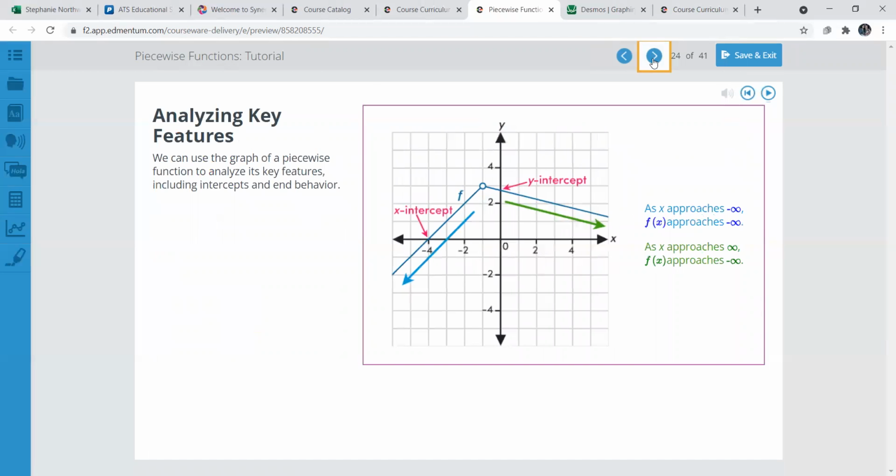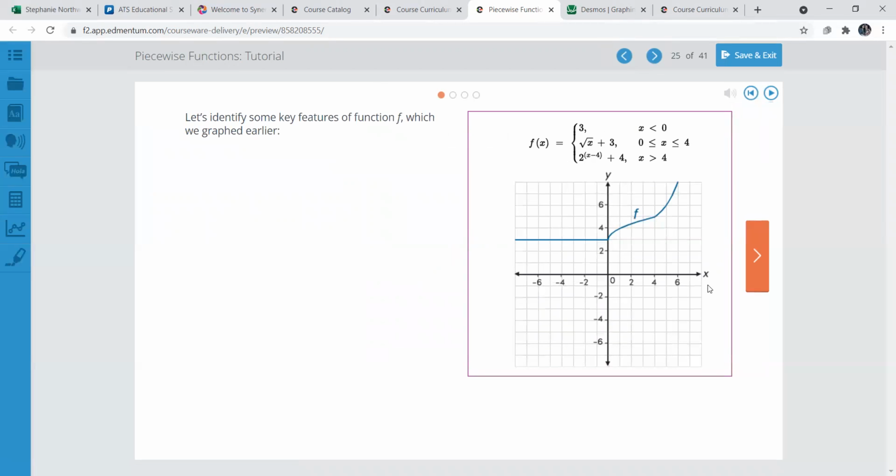Analyzing key features. This just shows different functions again. As x approaches negative infinity, f of x will approach positive or negative infinity. And then sometimes it's vice versa, positive infinity to negative infinity, or positive infinity to positive infinity, meaning that the graphs are going to go on forever. That's the simple term. The graphs will go on forever.